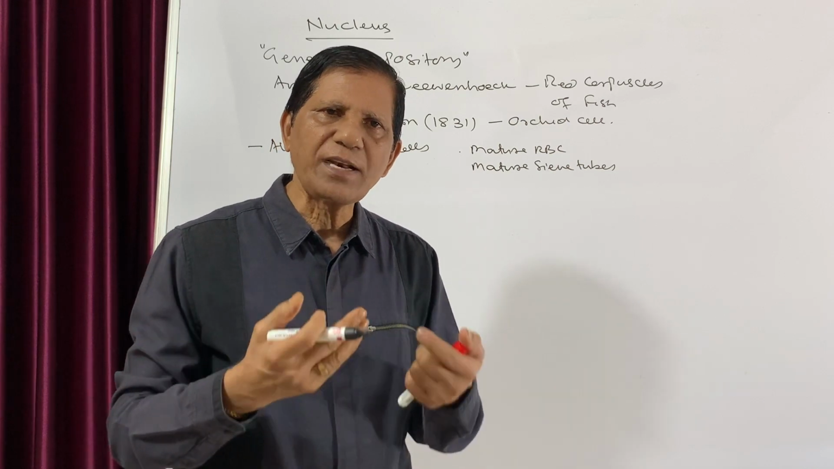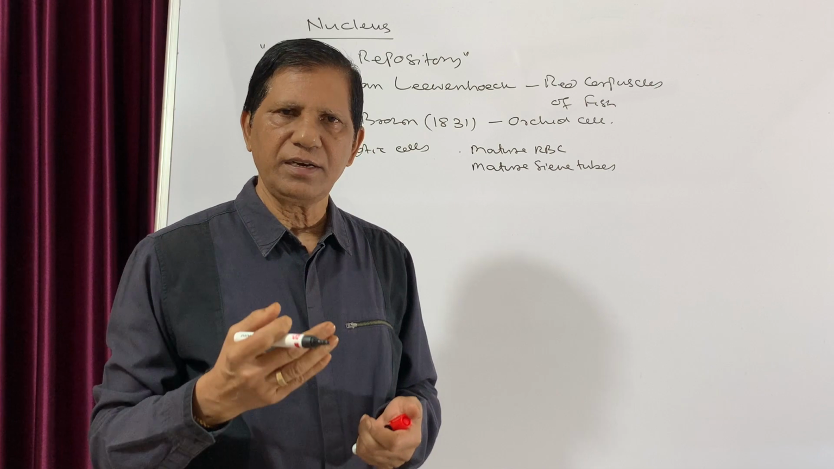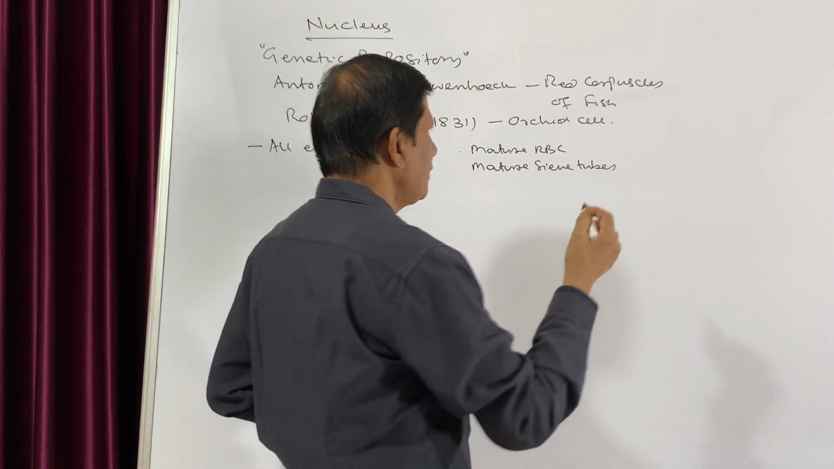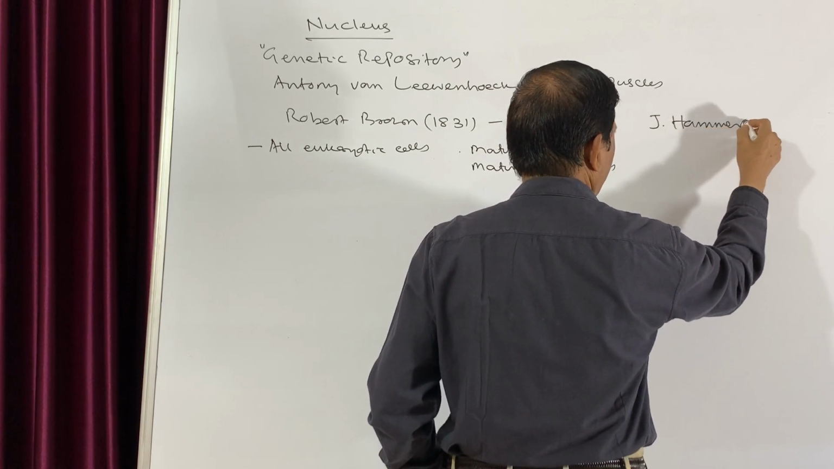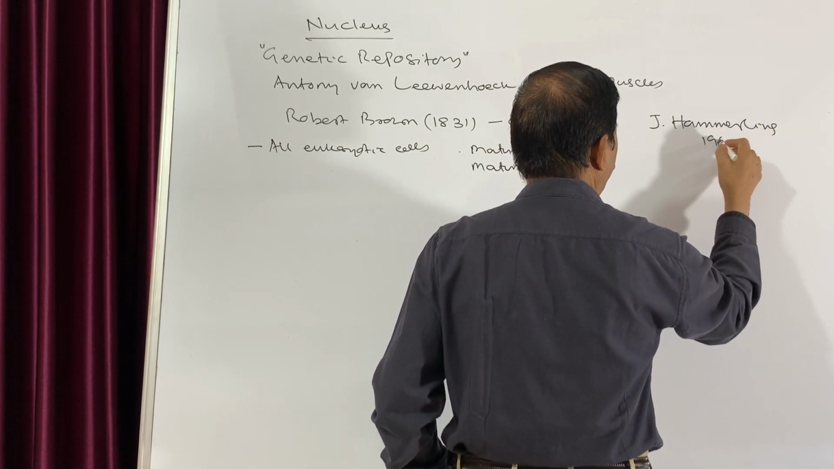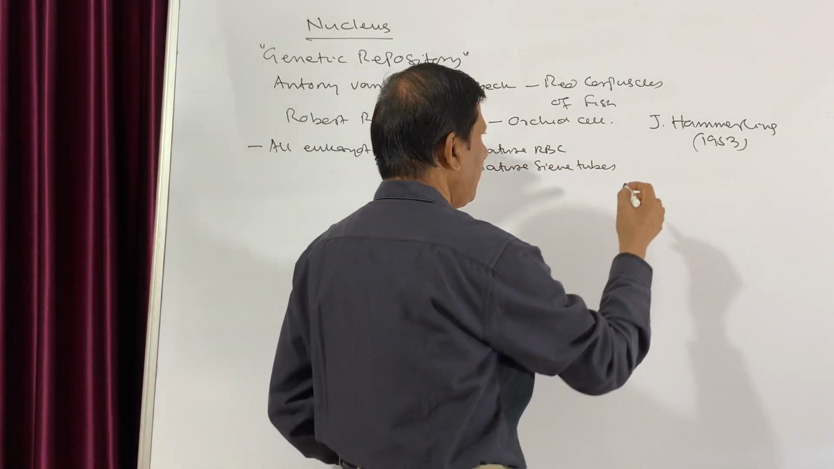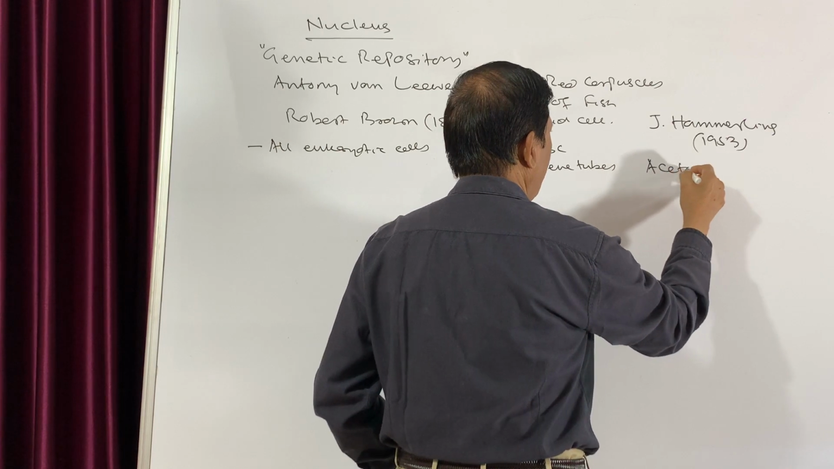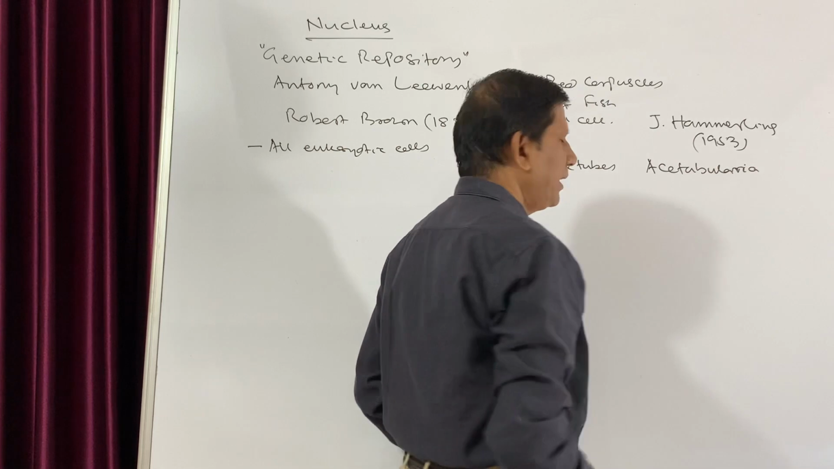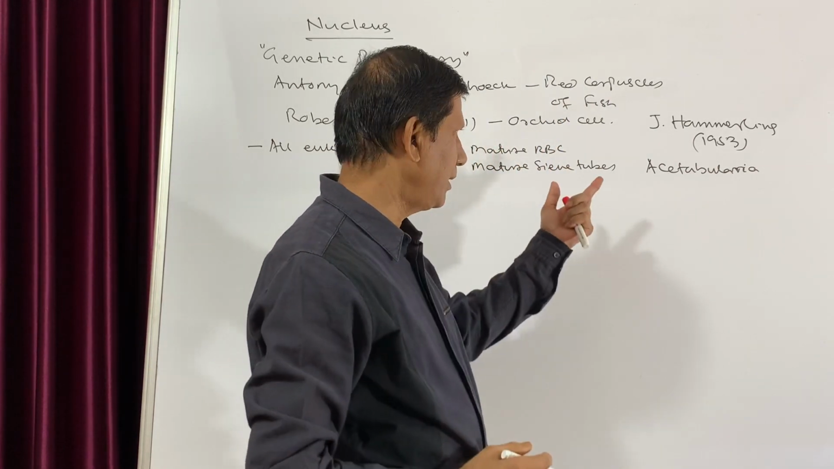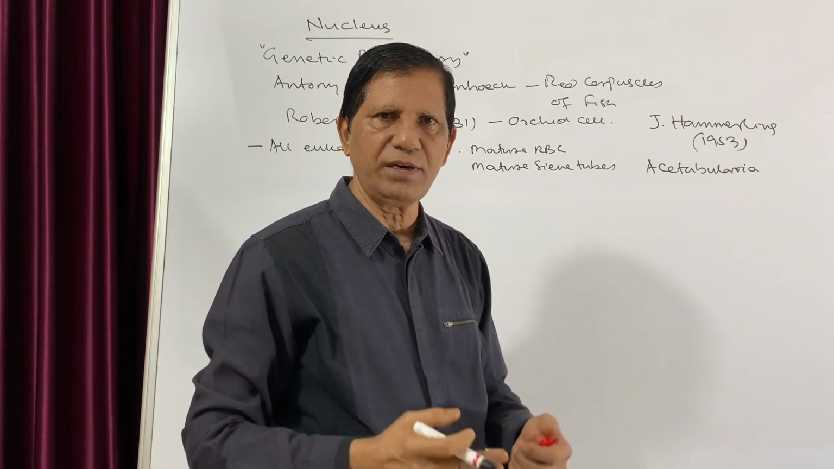So what is the importance of this nucleus? It was studied by one scientist, Hammerling, J. Hammerling in 1953 studied the importance of the nucleus in Acetabularia. Acetabularia is unicellular. It is one algal cell. Though it is unicellular, it is a very big cell, around 10 centimeters in height.